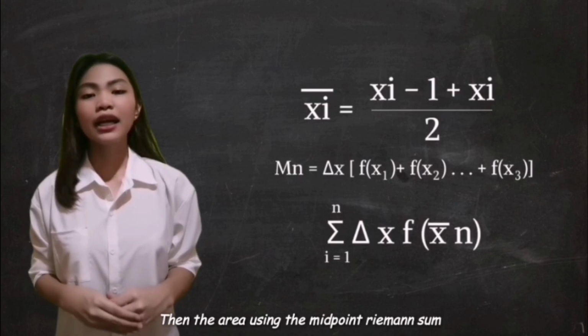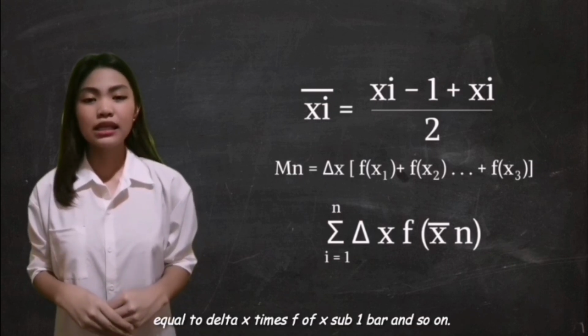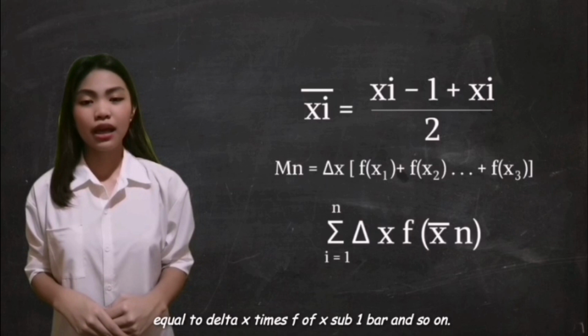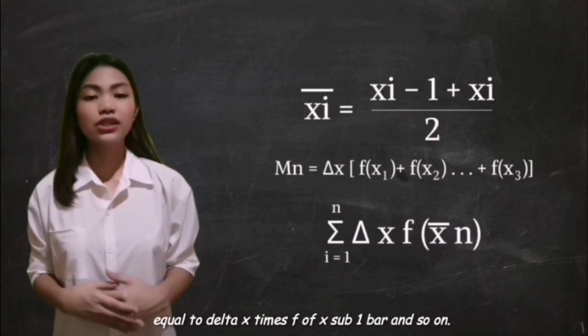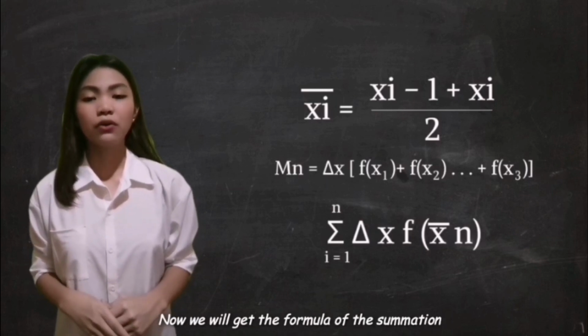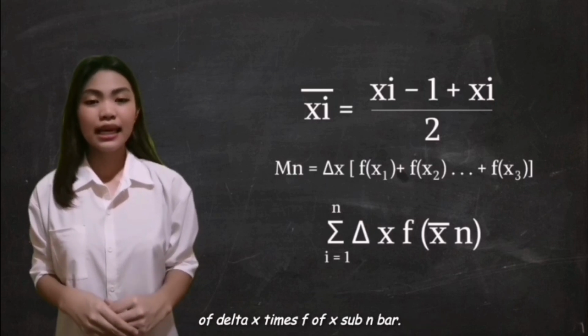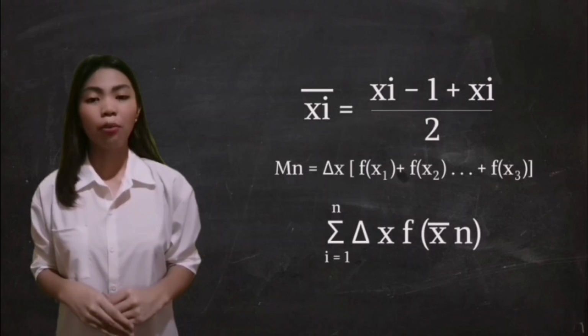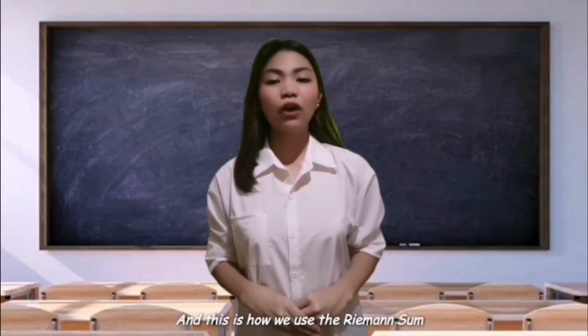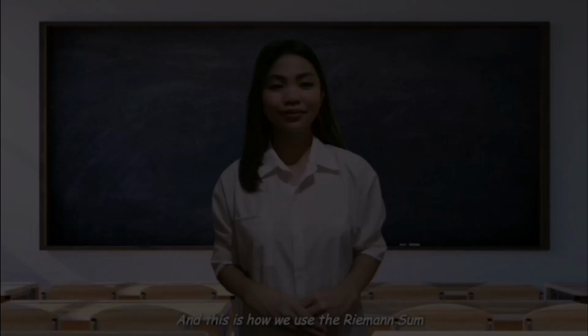Then, the area using the midpoint Riemann sum is equal to delta x times f of x sub 1 bar, and so on. Now, we will get the formula of the summation of delta x times f of x sub n bar. And this is how we use the Riemann sum.